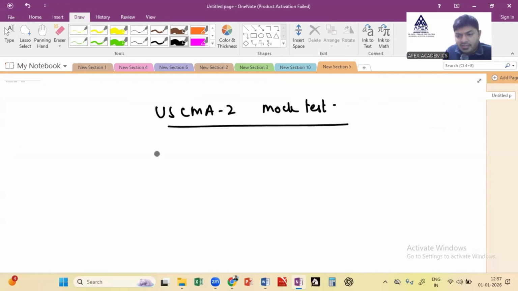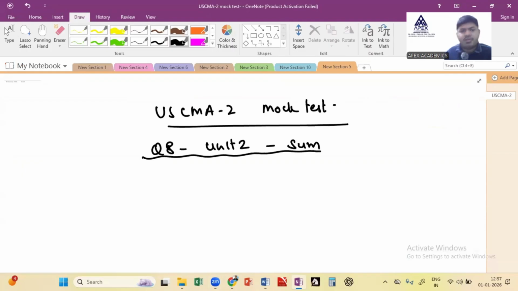In this, we are dealing with question number 8. Question number 8 deals with unit number 2, and it is a sum, not a theory question. This is what we are dealing with. Our option number 1 is the lockbox system.